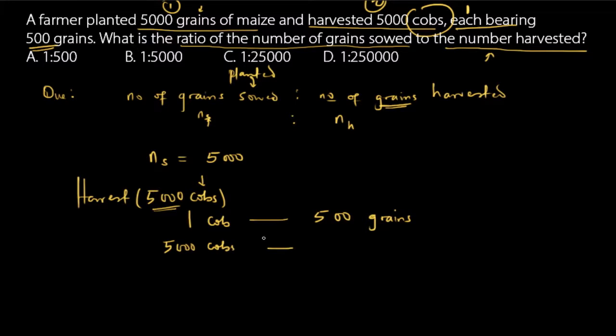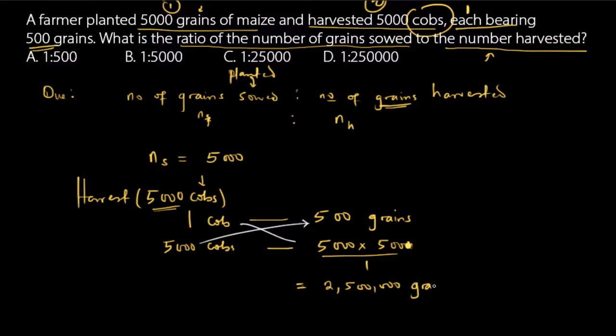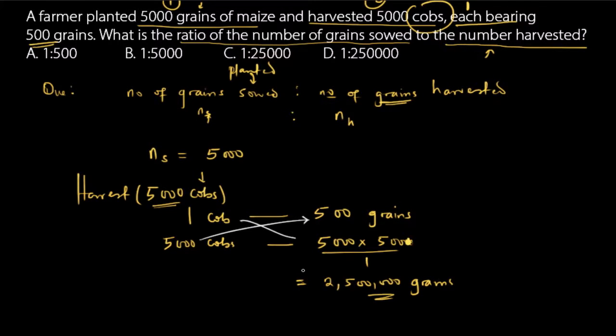is just going to be, so you cross multiply, so you have this times this divided by this. So 5,000 times 500, divided by 1. Now 5,000 times 500 is going to give us 2.5 million, that's 2,500,000 grains. So this is the number of grains he harvested.